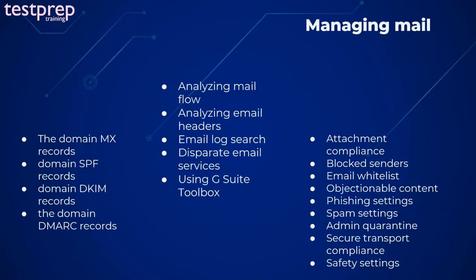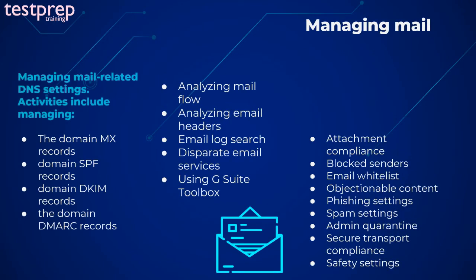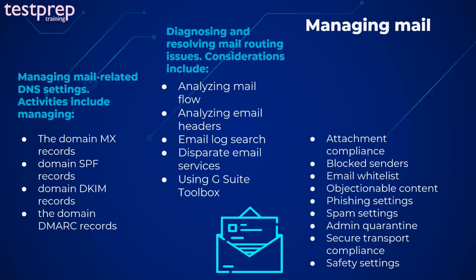Third, managing mail. Number 1, managing mail-related DNS settings. Activities include managing 1. The domain MX records. 2. Domain SPF records. 3. Domain DKIM records. 4. The domain DMARC records. Number 2, diagnosing and resolving mail routing issues. Considerations include 1. Analyzing mail flow. 2. Analyzing email headers. 3. Email log search. 4. Disparate email services. 5. Using G Suite Toolbox.